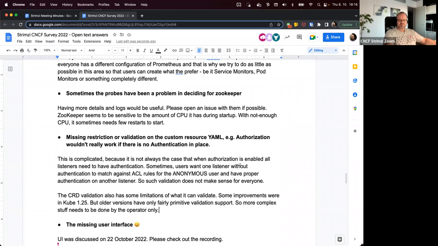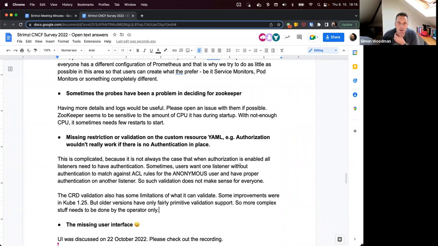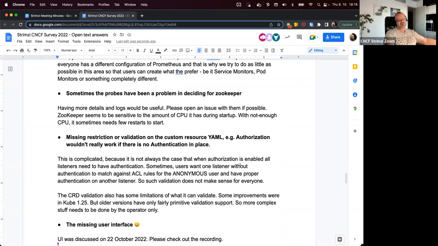Okay, does anyone have something more to add to this? It's probably a very naive comment, but are admission webhooks any part of a solution here? You can use webhooks to hook the operator into validating the resources when they are created.